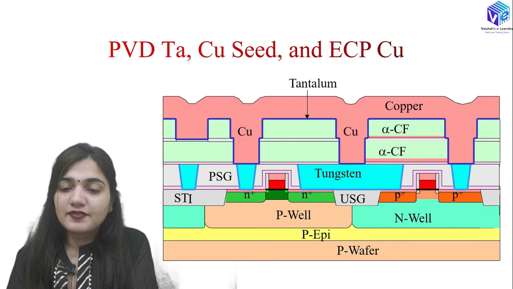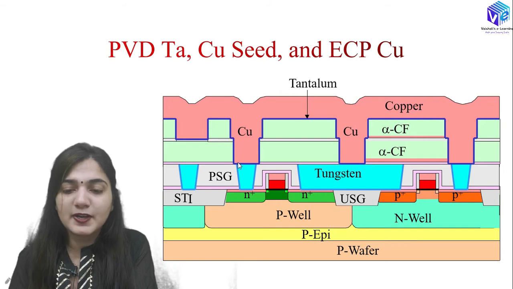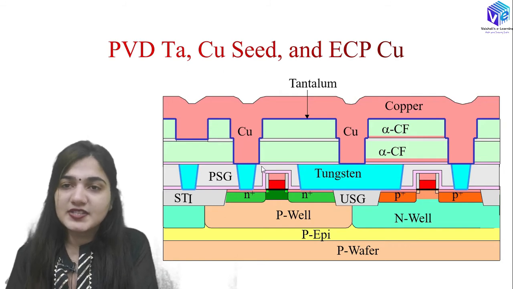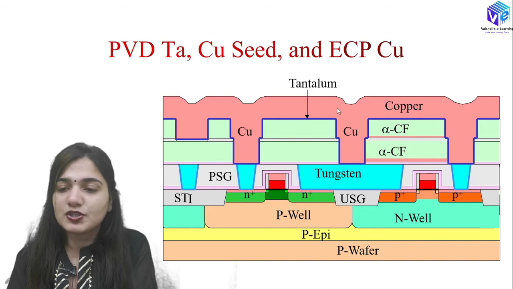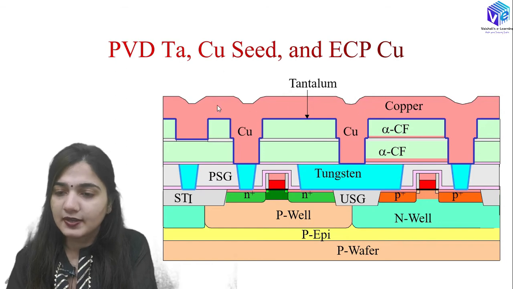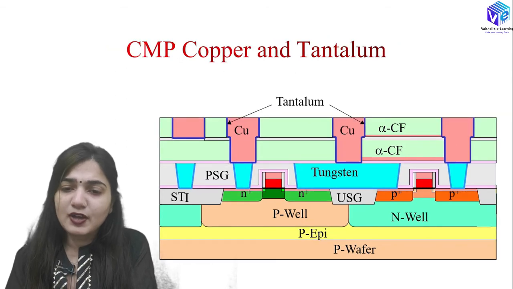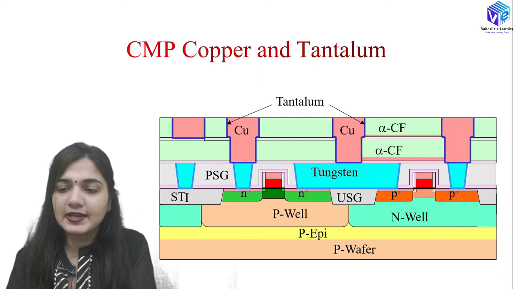Now you can see after that we are going to do the PVD of the tantalum. Here we have a very thin layer of tantalum, which can be deposited with the help of physical vapor deposition. After that we have the copper seed deposition over here, and after that we will have the bulk copper deposition with the help of electrochemical plating. Here you can see the bulk copper deposition right here. After that we are going to do the chemical mechanical polishing of the copper as well as the tantalum.